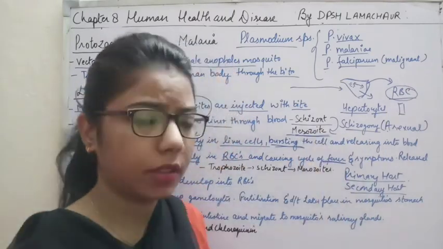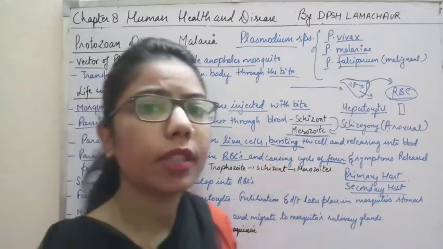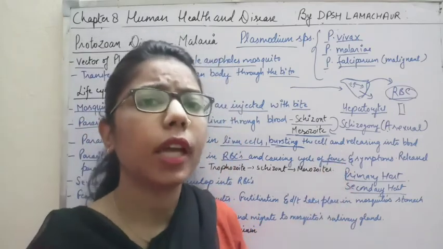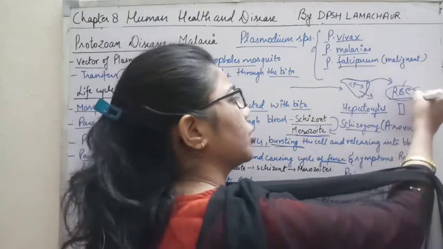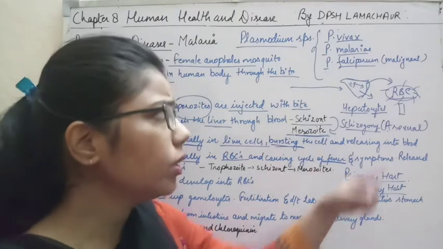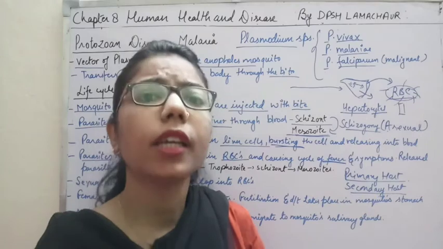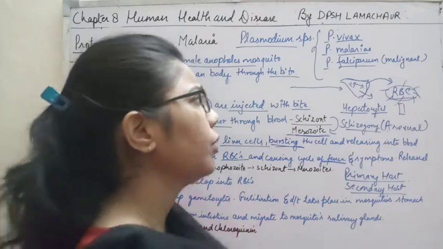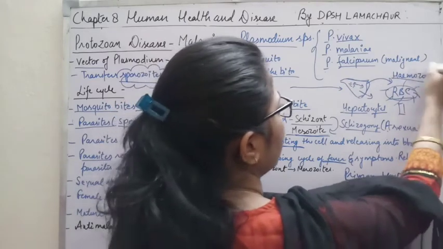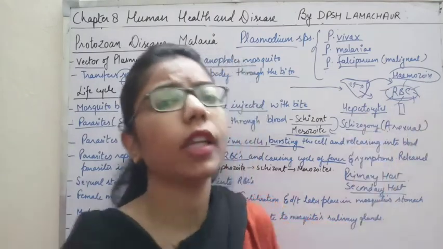And after that what will happen? In the RBC, the merozoite again changes, and what are they forming here? They are forming some cells. Okay, and due to that, this RBC will get ruptured. Along with the RBC, as hemoglobin is present here, hemoglobin also gets ruptured, and due to that, what will happen? It will release hemozoin.